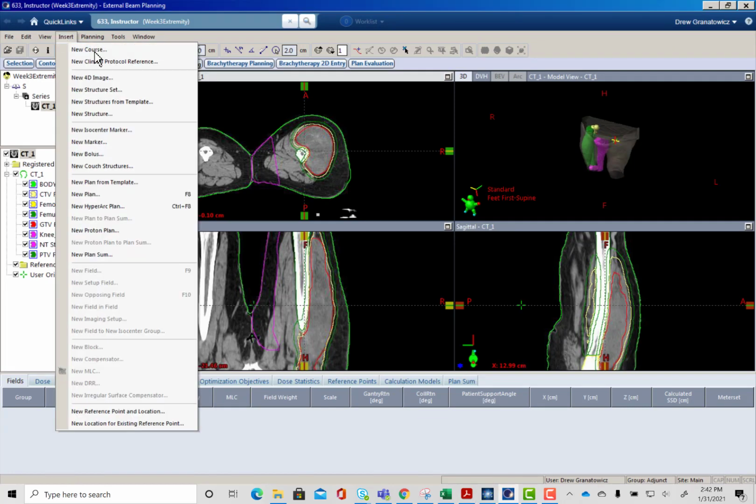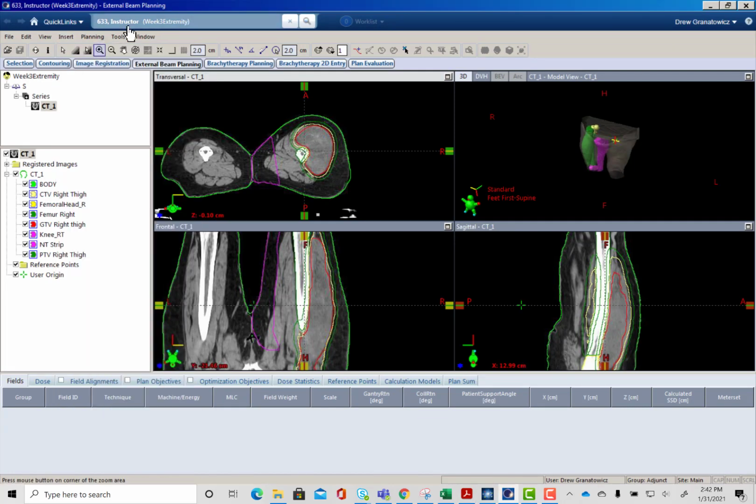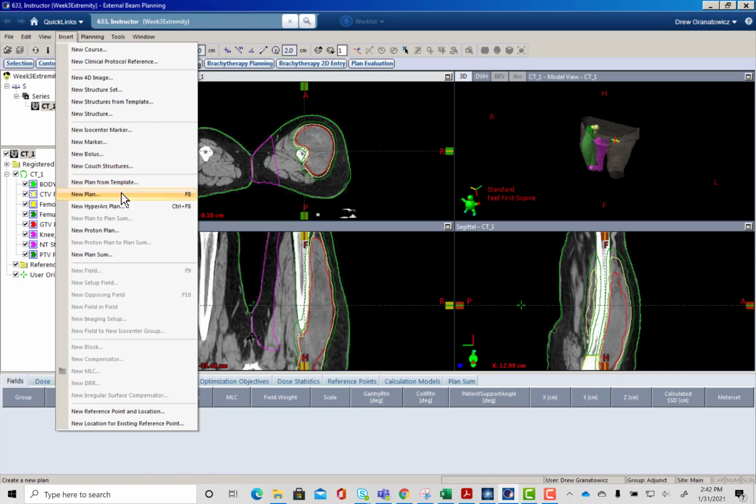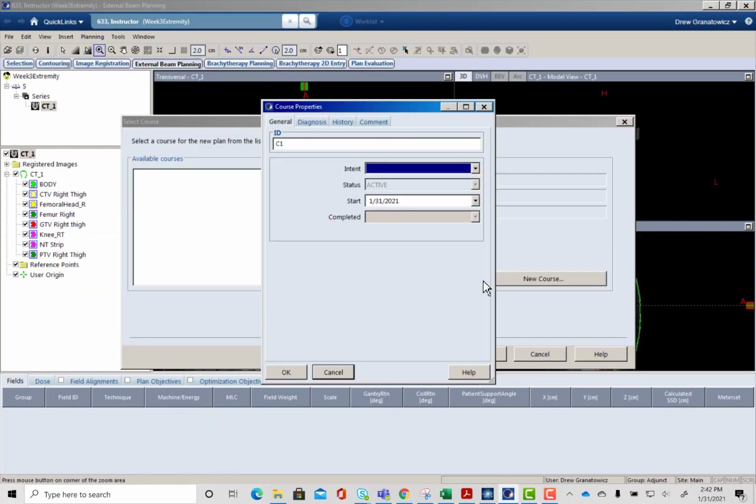So let's insert a plan. Like last week, I want you guys to create your own patient and import that structure set. But this week you'll look for one that has week 3 in it. Okay, that's the structure set you'll be looking for. But once you have that patient created and imported that structure set, create a plan.